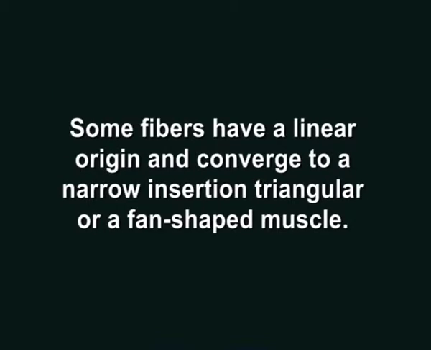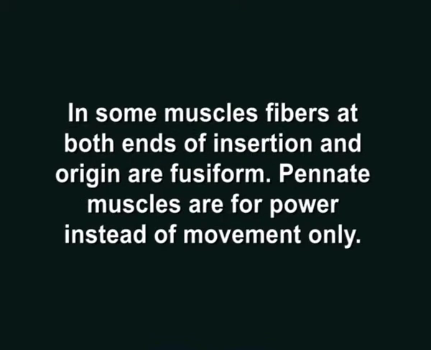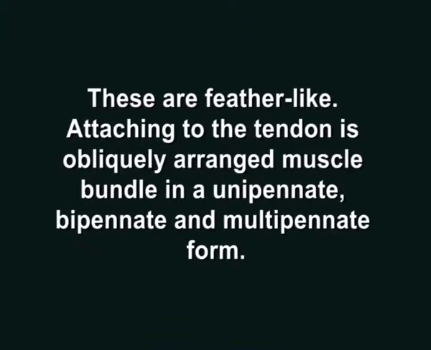Some fibers have a linear origin and converge to a narrow insertion, making a triangular or fan-shaped muscle. In some muscles, the fibers at both ends, insertion and origin, taper, and these are fusiform. Pinnate muscles are for power instead of movement only. These are feather-like, with obliquely arranged muscle bundles attaching to the tendon, in unipinnate, bipinnate and multipinnate forms.